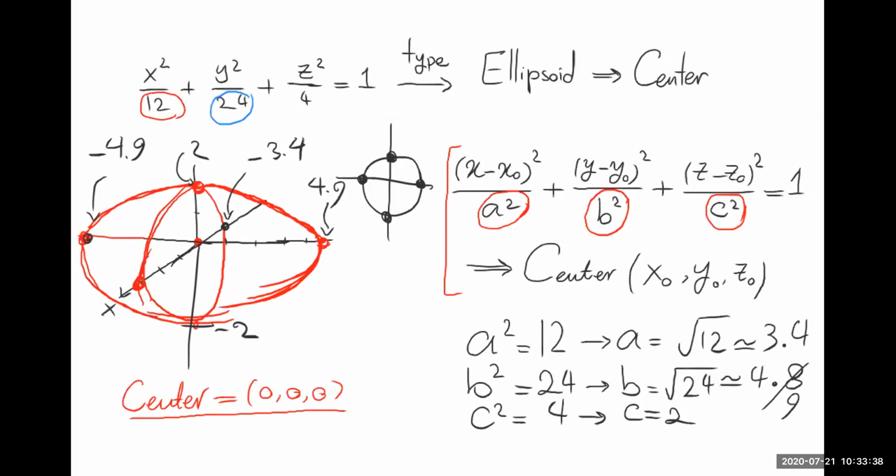Maybe it was better for me to say it like that. When a squared is 12, what is a? A is plus or minus square root of 12. That's a good comment, actually. So, right? For example, when c squared is 4, c would be plus or minus 2, right? One of them is here, the other one is here. Yeah, thank you, Mary. So, right, yeah, good.